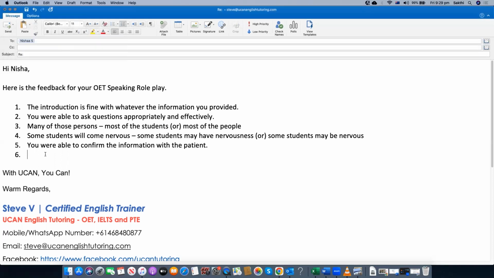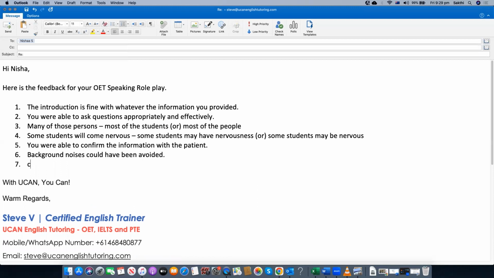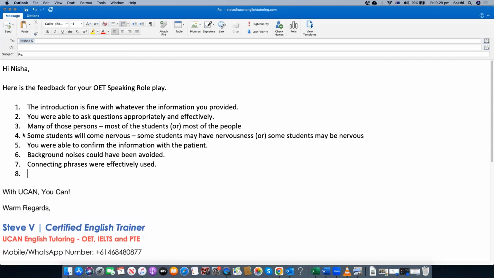So there are a couple of background noises that you have committed. So background noises could have been avoided. However, you were able to use connecting phrases very well. So connecting phrases were effectively used. So I'm so happy with this one, so that you should be able to achieve your desired scores.